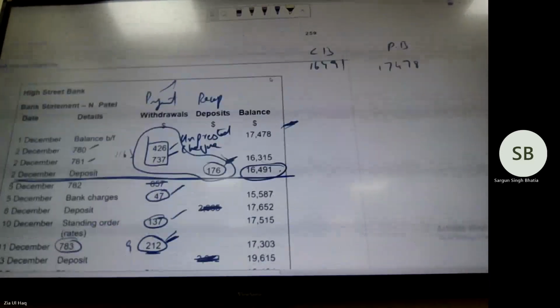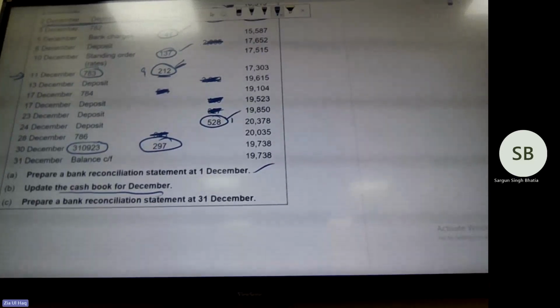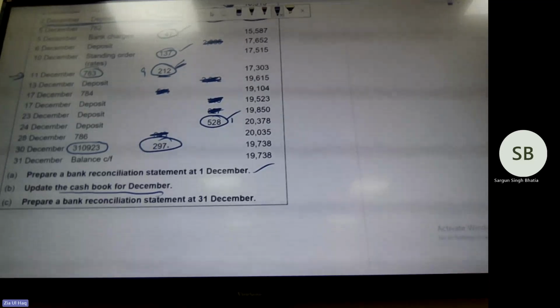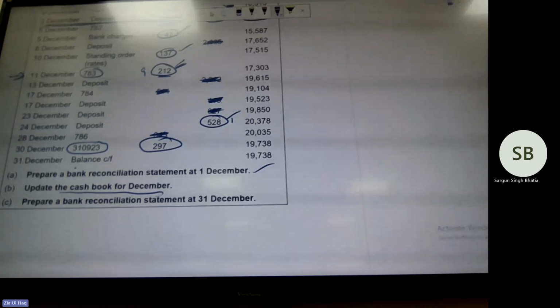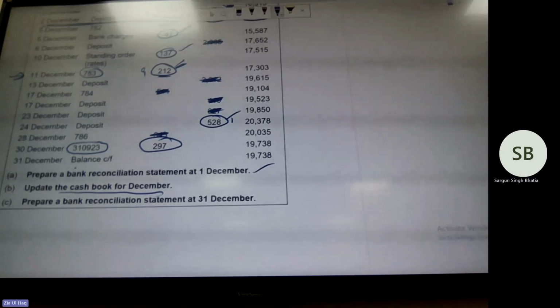So this has been done. Now there is a check withdrawn from our bank with a different check number. Is that our mistake or the bank's mistake? Sir, it's the bank's mistake. Bank mistake, so we will not adjust this in the cash book.